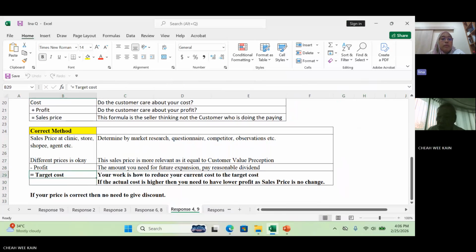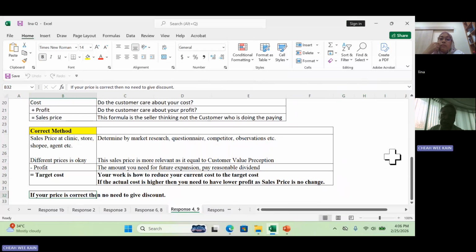So you work your actual cost down to the target cost, and then you can get your profit. If your actual cost is lower than your target cost, you get a premium. But if your actual cost is higher than the target cost, you have more work to do. The profit will be lesser because the price doesn't change. You need not give a discount, if your price is correct.